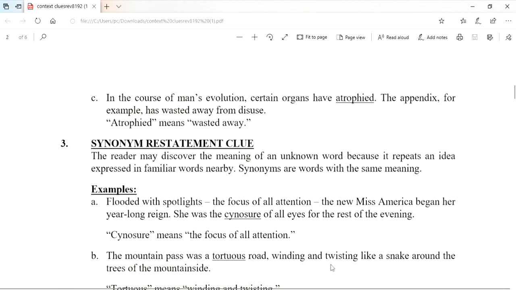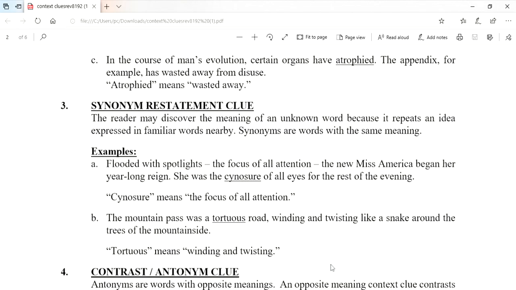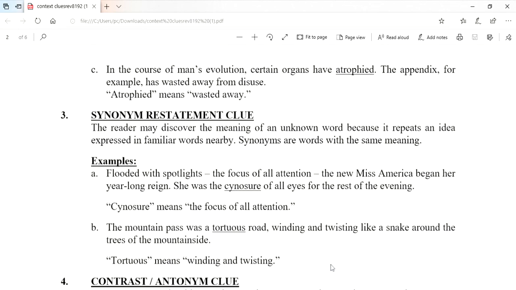We're looking at C. In the course of man's evolution, certain organs have atrophied. The appendix, for example, has wasted away from disuse. So, looking at the word atrophied, the way it has been used here has made us able to tell the meaning. So we have example. For example, we're looking at atrophy, which means wasted away.